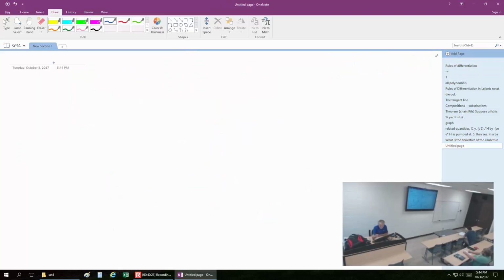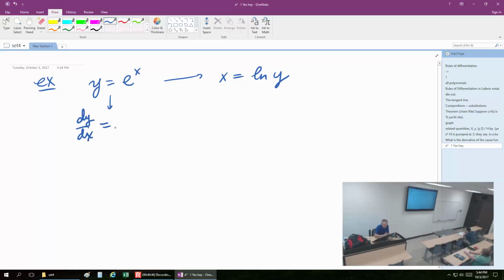Okay, let's do it one more time. And now I do want to do the logarithm. So, in exactly the same manner, y is equal to e to the x. Okay, the inverse is x is equal to ln y. Differentiate. dy/dx is e to the x, right? Now we apply the formula, which is simply the flip. So dx/dy is 1 over e to the x.